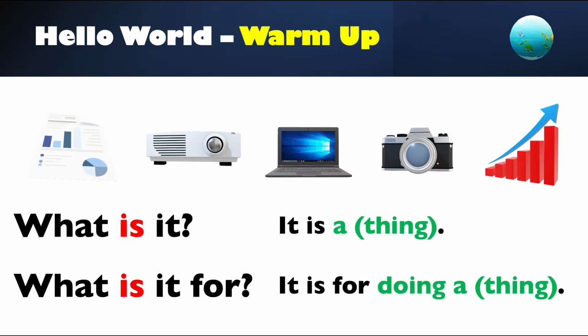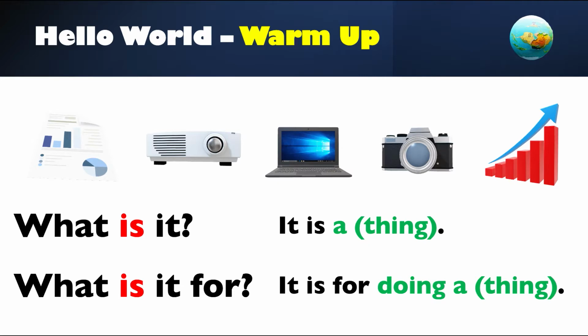We have 5 things. We have 1 on the left, 3 in the middle, and 1 on the right. So Young-hee, the one on the left with the pie chart and the blue bars, what is it? It is a document. Very good. And the one to the right of the document, what is it? That one looks like a beam projector. A beam projector, or just projector.